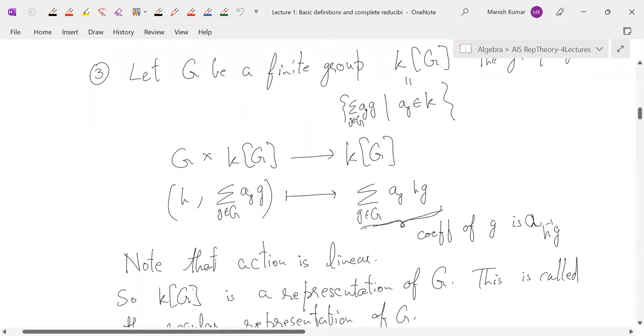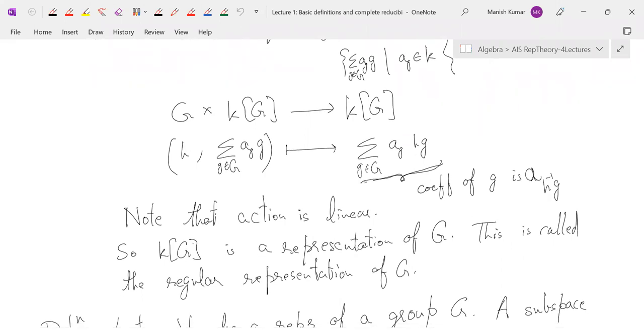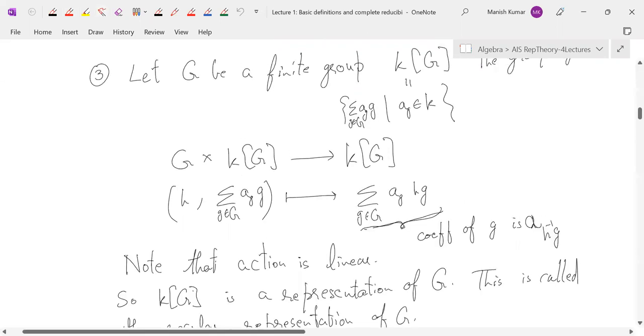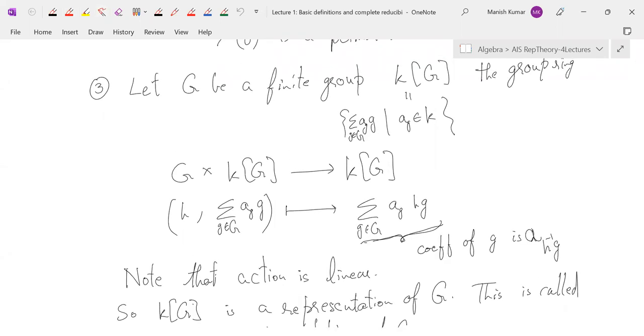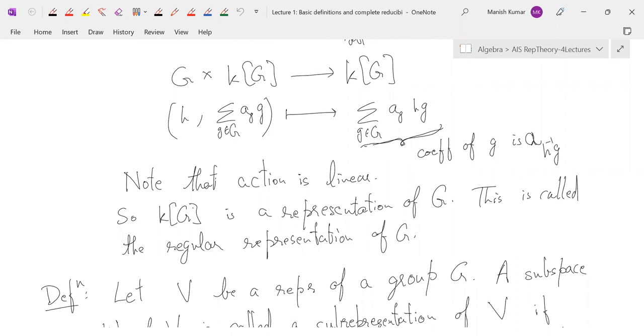So this representation is the regular representation, and it is a very useful representation. In the afternoon, you will see some exercises on it, and in this 4-day workshop, you will see how one uses the regular representation to study many other things. This is one of the most important representations for this course. In particular, this representation contains building blocks of all representations.